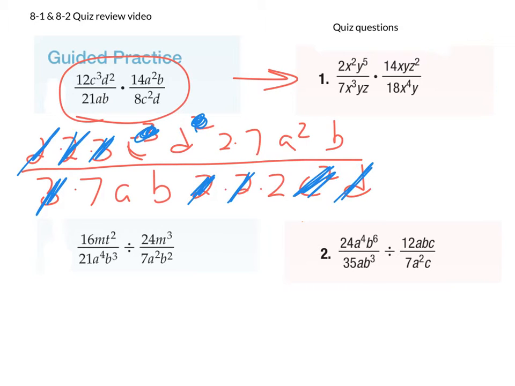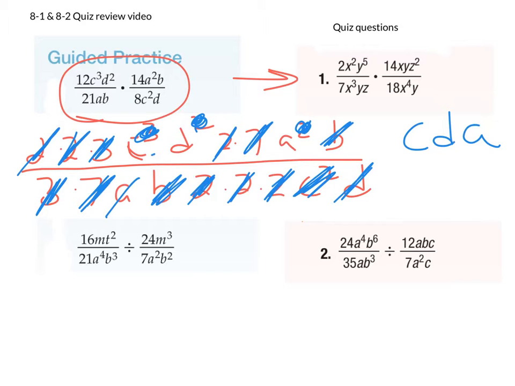Then I have a 2 right here that cancels with this 2. This 7 cancels with this 7. I have 2 A's, so that cancels with one of the A's. And then the B's cancel. So when I look at the numerator, what I have left over is a C, a D, and an A. Right here, the C, the D, and the A. And I have nothing in the denominator. So my answer ends up with CDA. So now it's your turn to do problem number 1.